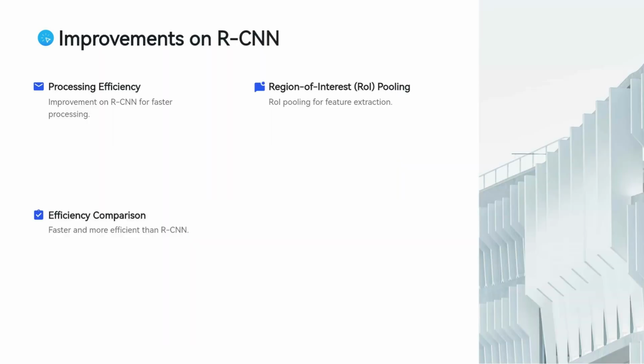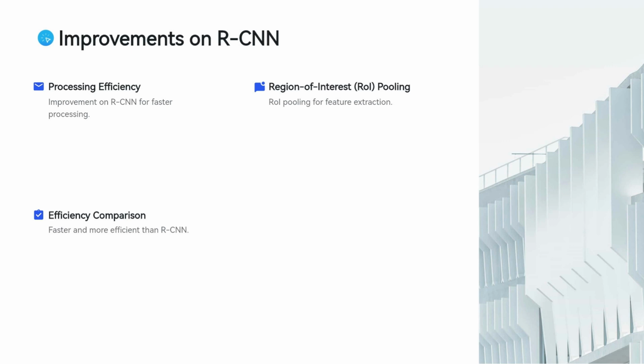To address the speed limitations of RCNN, Fast RCNN was developed. Unlike RCNN, which processes each region individually, Fast RCNN applies the CNN to the entire image in one pass. This allows it to generate feature maps that contain information about the whole image, from which regions of interest can be extracted using ROI, region of interest pooling. ROI pooling maps the regions of interest onto the feature map, extracting fixed-size feature vectors from them. These vectors are then fed into a classifier and a bounding box regressor for object classification and localization.